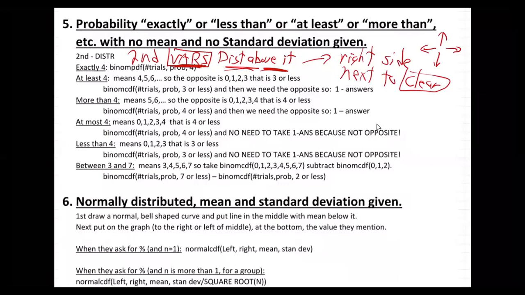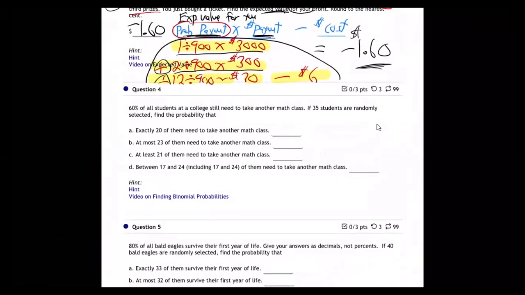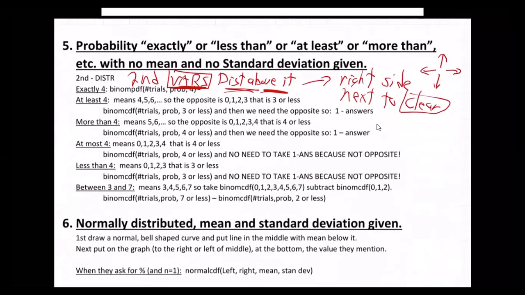And what you want is to find the question. So now we're going to find our question. Our question is exactly 20, right? Right now, part A, we're trying to answer exactly 20. So it says right here, for exactly, you find binom PDF. Binom PDF, put in the number of trials, the probability, and the number.